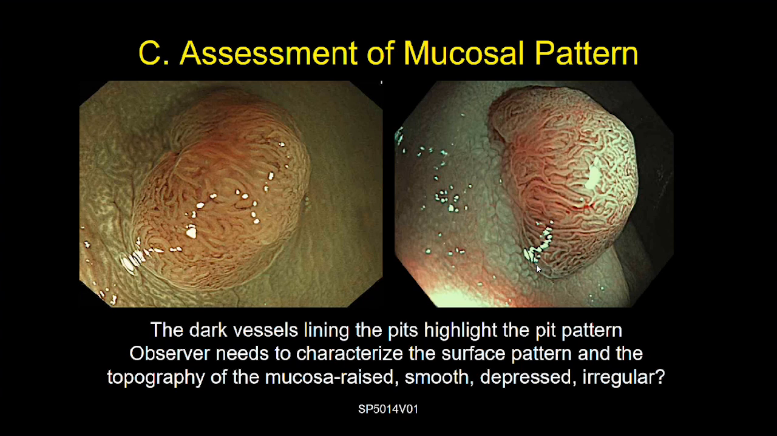Now we're looking at the mucosal patterns, because the vessels line the pits. Therefore, as if it had contrast, you can see with narrow band sometimes somewhat of the pit pattern. Here you have these long tubular white areas in between the vessels, and you see them on both sides.